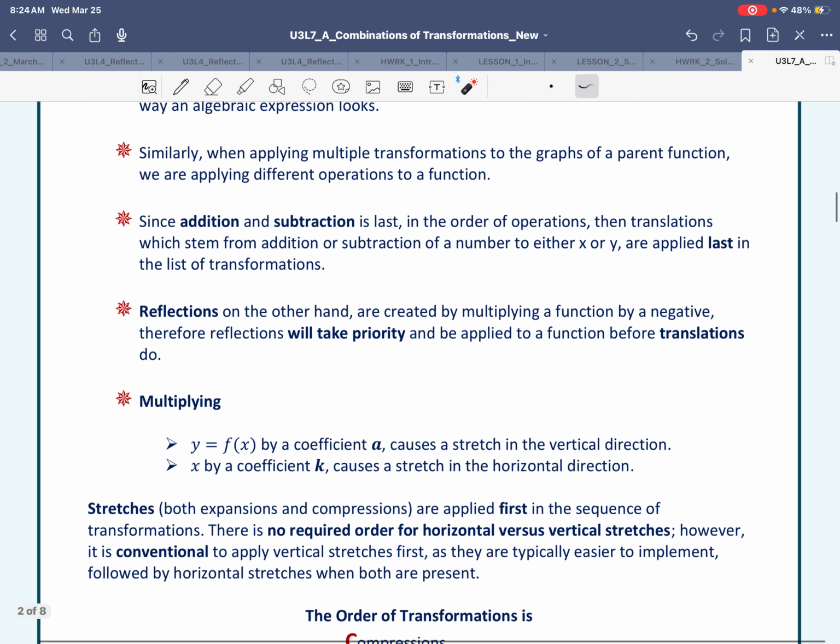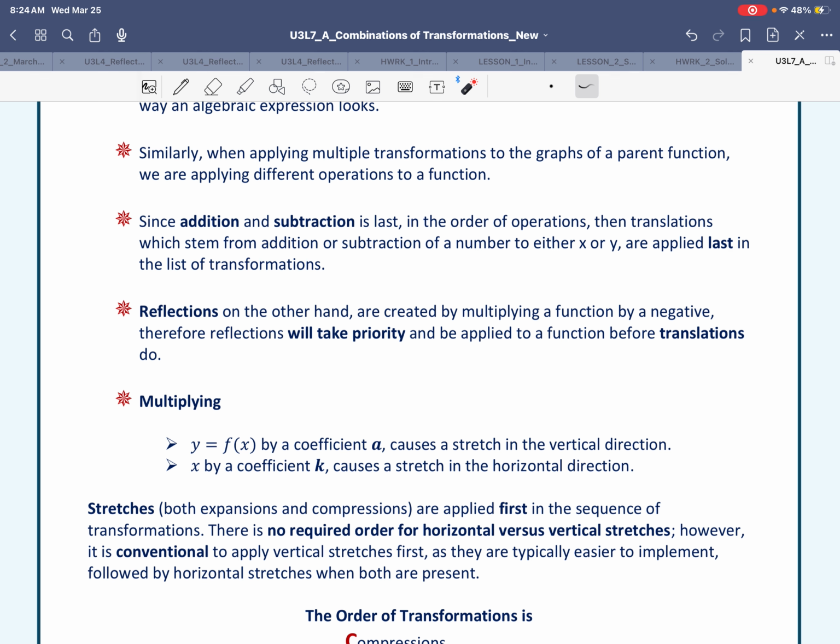Now, multiplication of algebraic expressions matches the stretches in transformations of functions. So we're going to say that multiplying a function by coefficient a will cause a stretch in the vertical direction, and the stretch can be either an expansion or a compression. And x that is transformed or stretched by multiplying by a coefficient k will cause a stretch in the horizontal direction, so it can be expansion or compression. Now, stretches, both expansions and compressions, are applied first in the sequence of transformations.